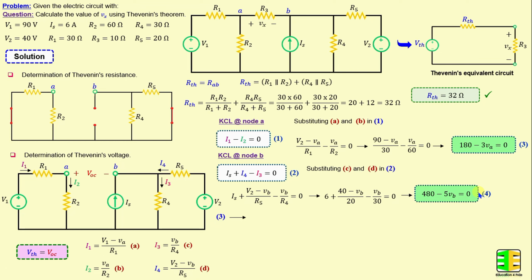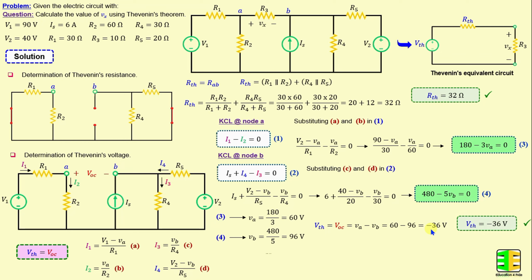From equation 3, we can calculate VA is equal to 180 over 3 is equal to 60 volts. And from equation 4, we can calculate VB is equal to 480 over 5 is equal to 96 volts. VTH is equal to VOC is equal to VA minus VB is equal to 60 minus 96 is equal to negative 36 volts.